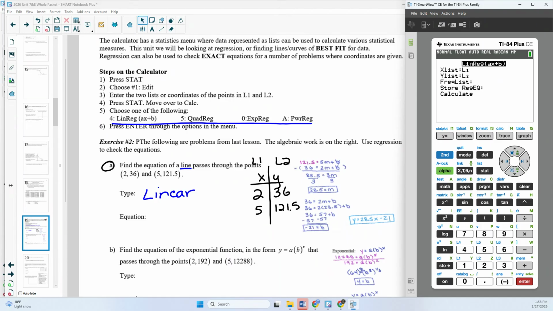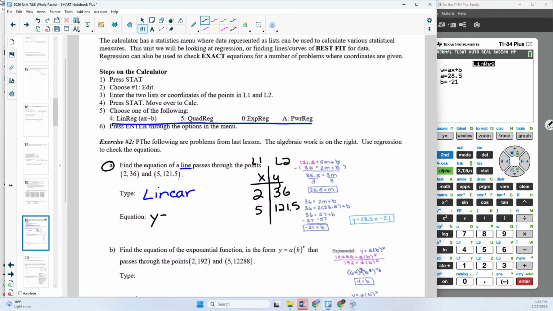So I press enter through this menu. L1, L2 are my 2 lists. And I'm going to get this equation. So I get an a and a b value to plug into ax plus b. And I just write down the equation, plugging in those numbers. I have plus negative 21, which we know we can write as minus 21. And over here, I cut and pasted the work we learned yesterday using the system of equations, and you'll see we get the same answer.